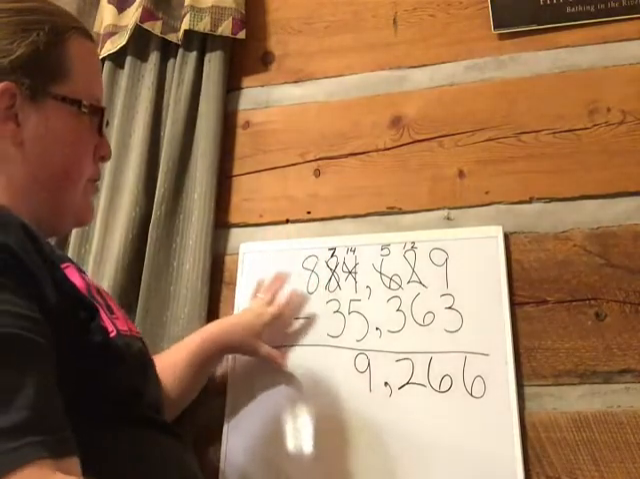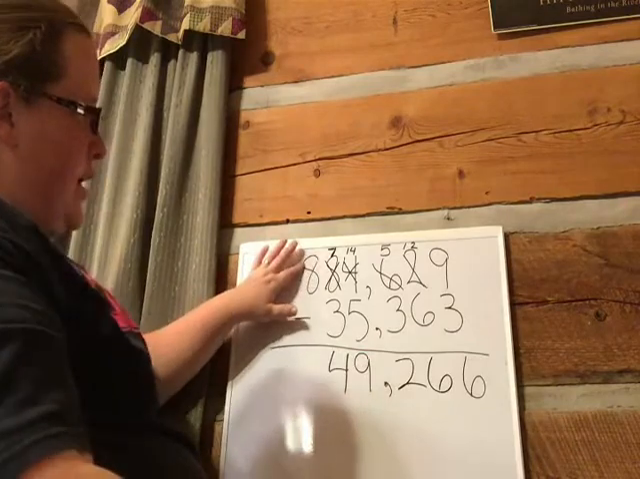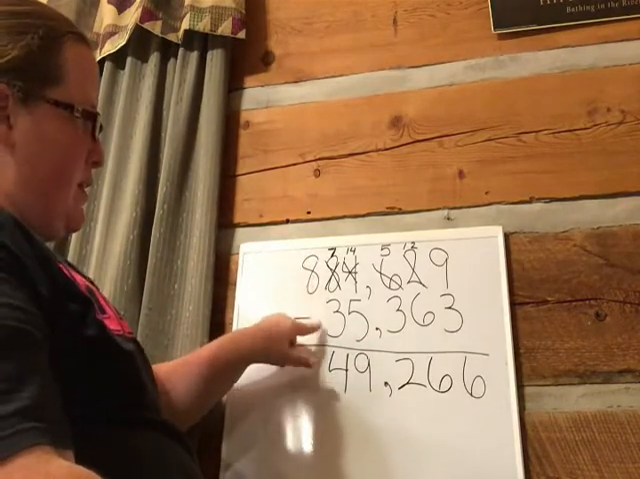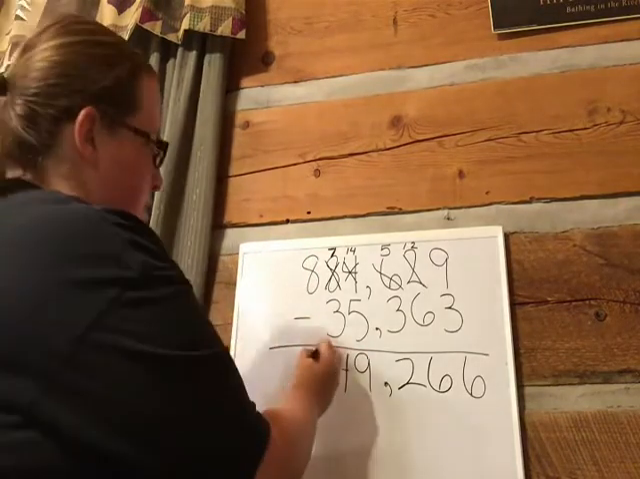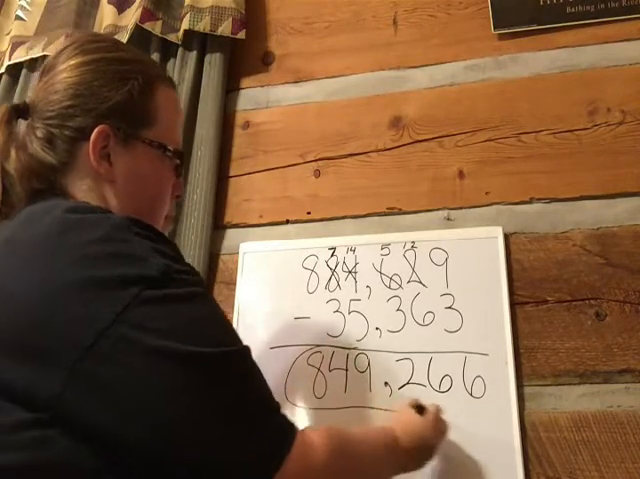7 minus 3. And there's an 8 minus nothing. There's nothing left in this place value. So we're just going to keep our 8. And that's our final answer.